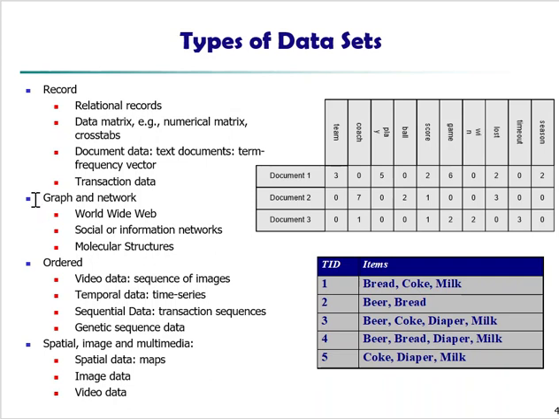Second type of data set is graph and networks. They often require different methods to mine. And in this class, although we're not going to specifically look at how to mine the World Wide Web or social networks or molecular structures, we will actually look at how graph data can be mined when we talk about clustering. So the World Wide Web is a network. The links among pages create a network of web pages.